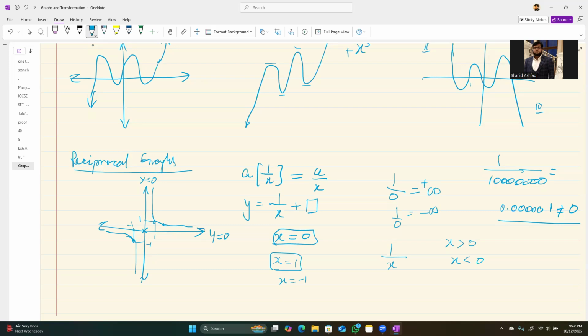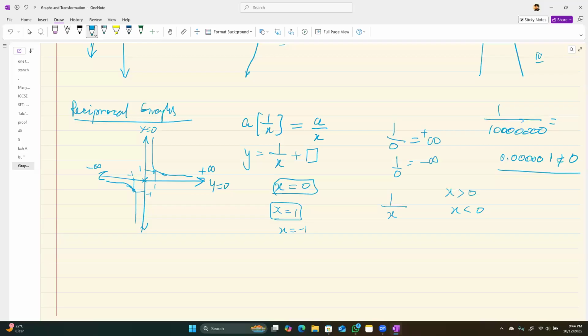So we have 1 over x, and y is basically going toward infinity. The graph never touches the line y equals 0, because the value is always going to be smaller, but it is never going to be 0.